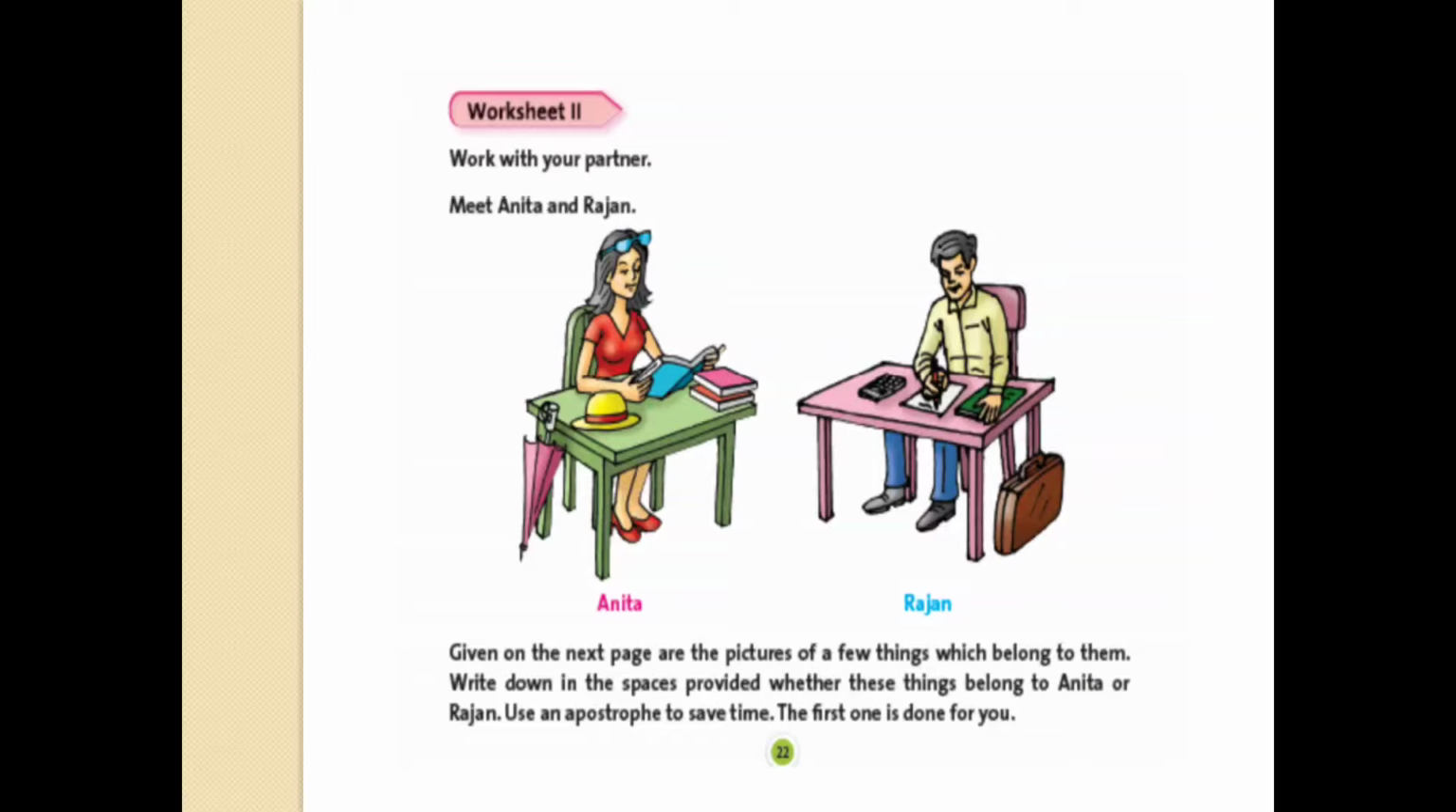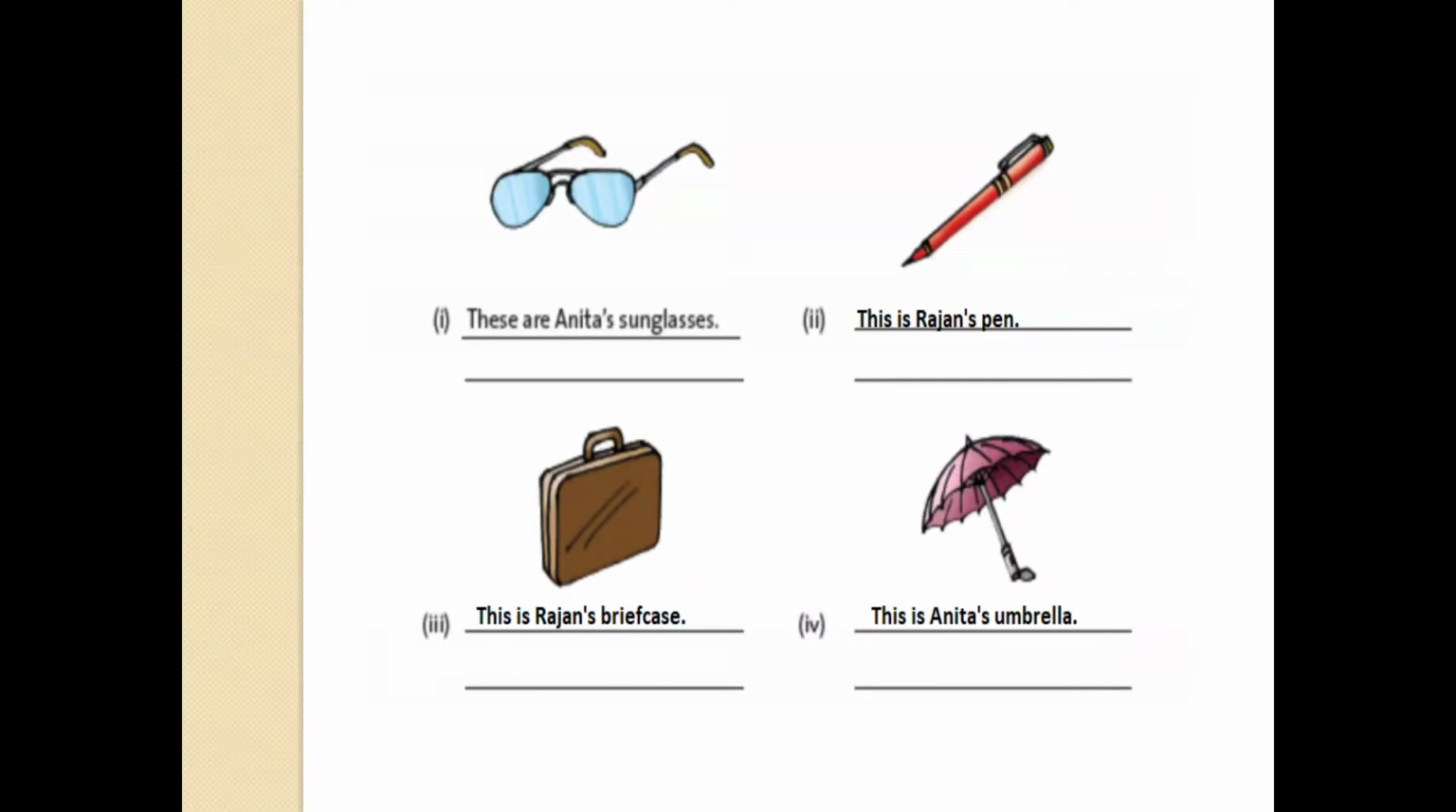Students, you have to look at these two pictures carefully, and there are different things on the two tables, and now we have to show by using an apostrophe which thing belongs to whom. Look at the first picture, sunglasses. The sunglasses belong to Anita, so the first example has been done for you. These are Anita's sunglasses. Sunglasses is a plural noun, so for this we have used these.